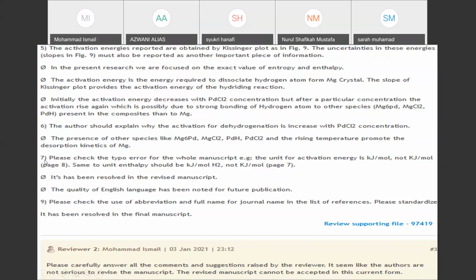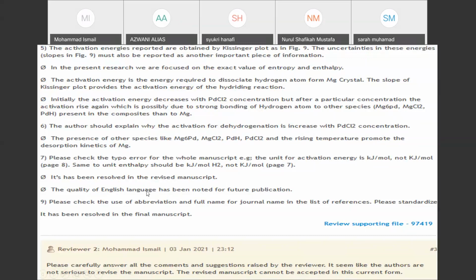Okay, number 7, comment from the reviewer: please check the typo errors for the whole manuscript, e.g. the unit for activation energy. Actually, the comment from the reviewer is a very light comment, but unfortunately, the author did not answer seriously. The answer: it has been resolved in the revised manuscript. Resolved what? At least give which page or which line. Give details about what we have changed or what we have added in our revised manuscript.